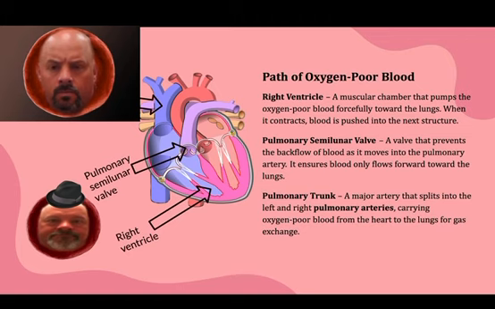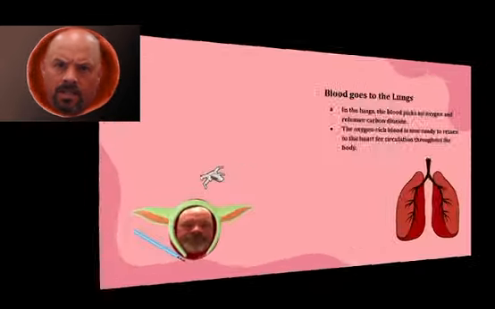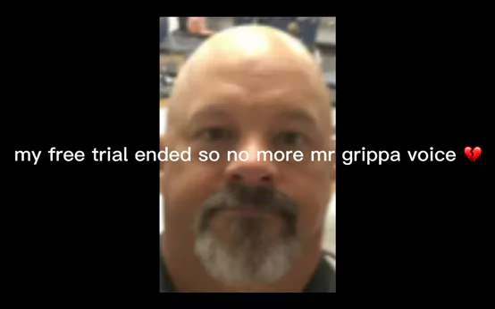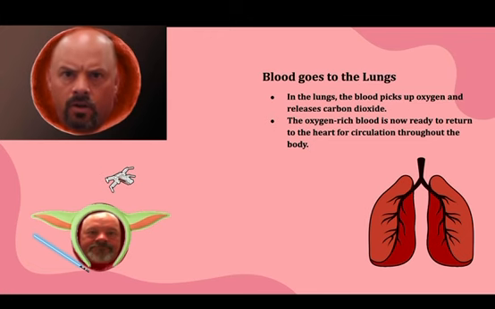straight to the lungs. The pulmonary artery takes blood to the lungs, where the red blood cells in the blood will take on oxygen and release carbon dioxide. Now this blood is oxygenated. Oxygen-rich blood is now ready to return to the heart for circulation throughout the body.